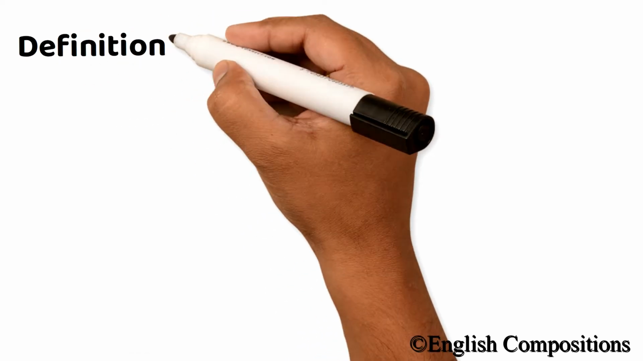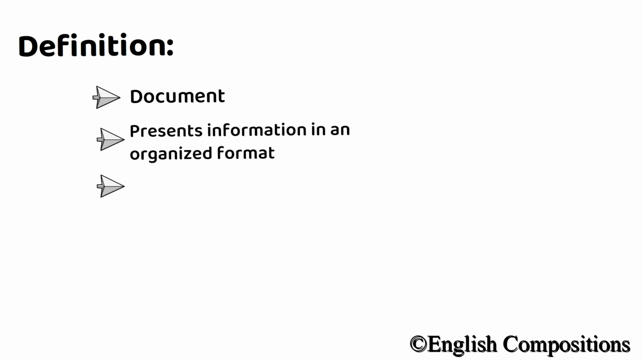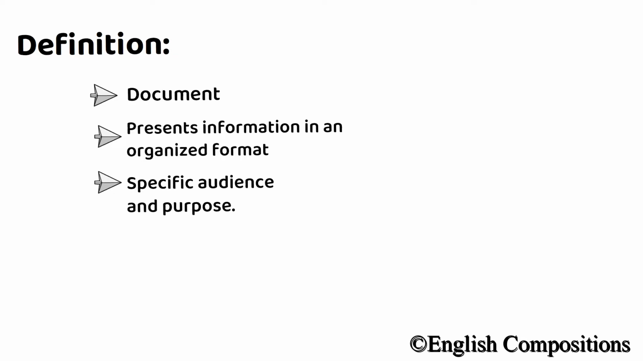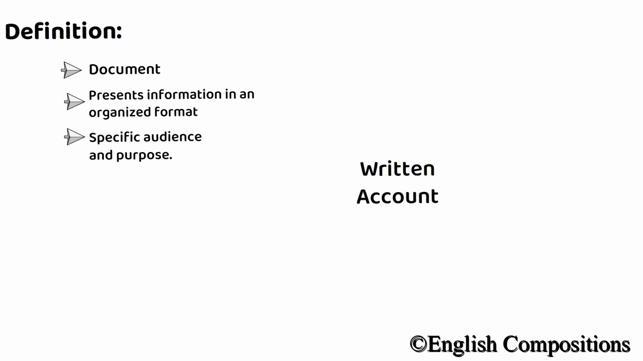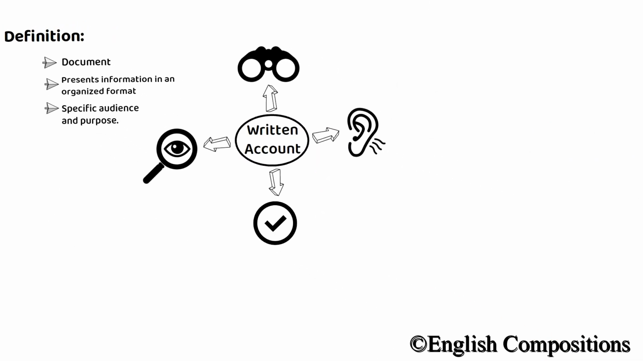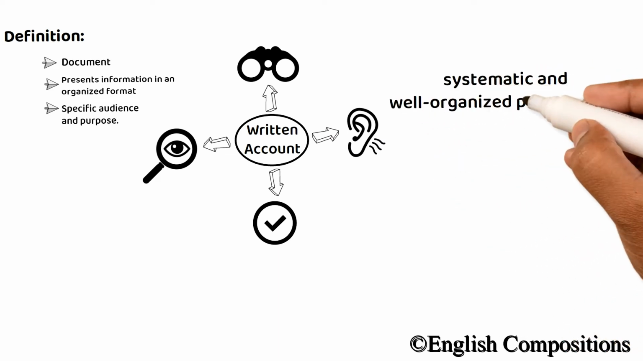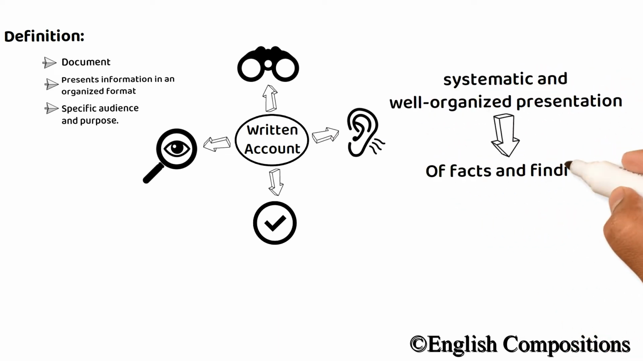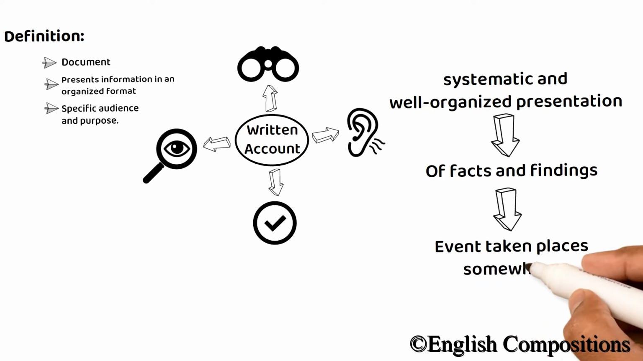Definition. The basic definition of a report is: a report is a document that presents information in an organized format for a specific audience and purpose. So it's basically a written account of something that one has observed, heard, done, or investigated. It is a systematic and well-organized presentation of facts and findings of an event that has already taken place.